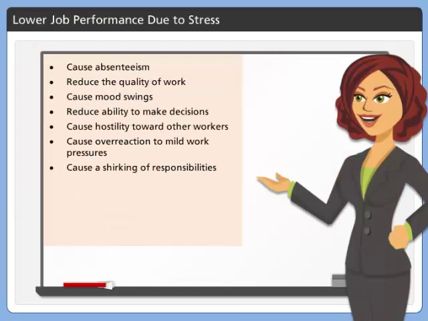Lower performance due to stress. Causes absenteeism, reduces the quality of work, causes mood swings, reduces ability to make decisions, causes hostility towards other workers, causes overreaction to mild work pressure, causes a shirking of responsibilities.